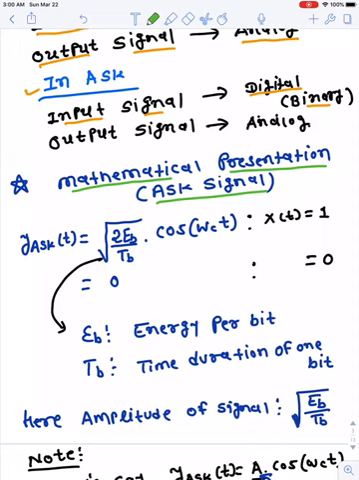Any amplitude shifting key signal in the time domain can be represented as square root of 2 EB by TB into cos omega c t when the applied input x of t is a 1. X of t is already a digital signal, so there are two possibilities, either it may be 1 or 0. So if the binary 1 is given as input, the output produced is square root of 2 EB by TB into cos omega c t. And if the input bit stream is a 0, then the produced output would be a 0.